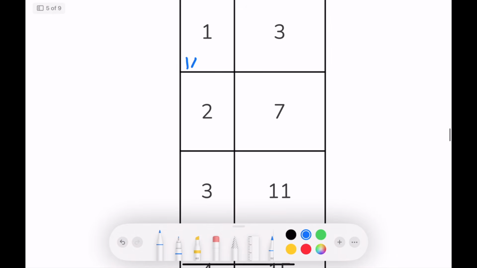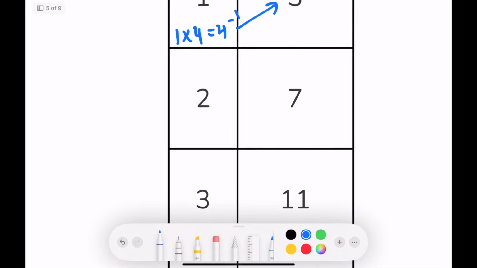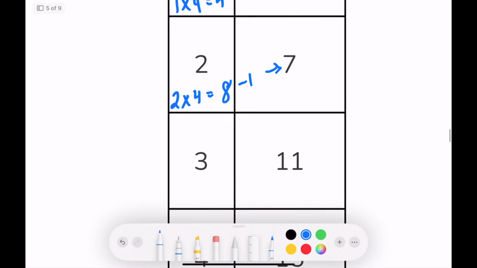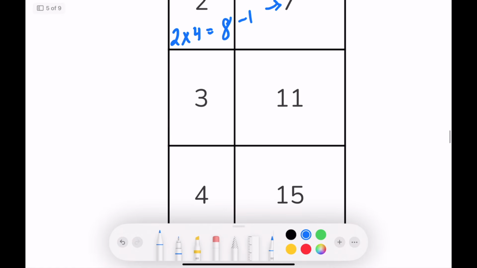So we have 1 times 4, that equals 4. In order to go from 4 to 3, we could subtract 1. That works. Let's see if it works down below too. So we're doing 4, so 2 times 4. Yes, 2 times 4 equals 8. Oh, look at that. If we subtract 1, that also works. So multiply by 4, subtract 1.